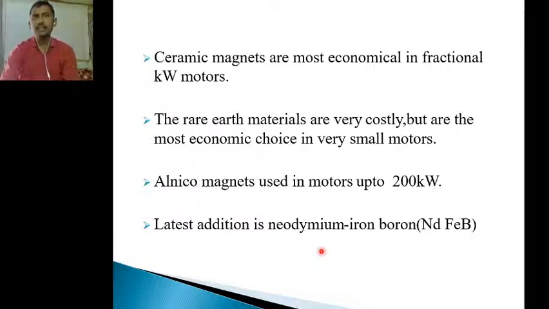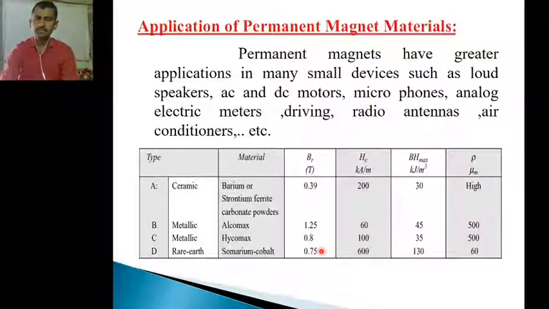Coming to the applications of permanent magnet materials, they have great applications in many small devices such as loudspeakers, AC and DC motors, microphones, analog electrical meters, and driving radio antennas. We will see this in the next slide, applications of the permanent magnet materials.